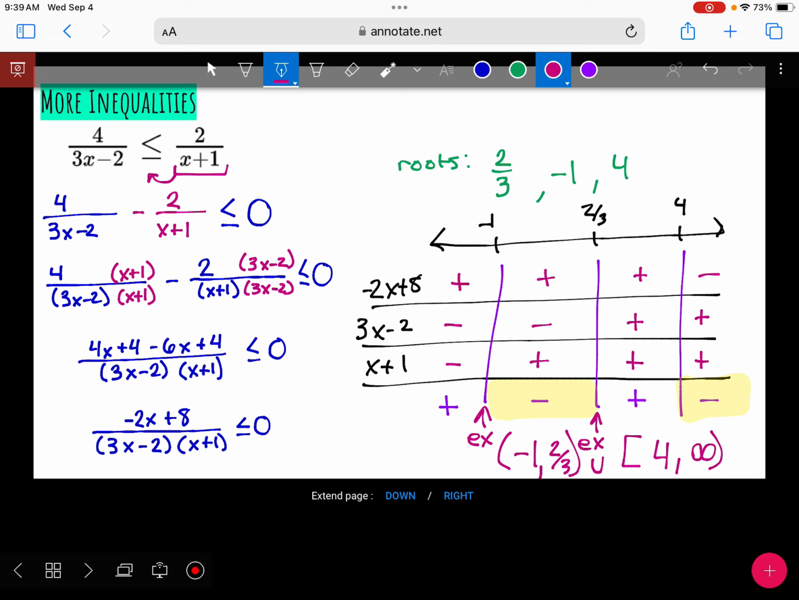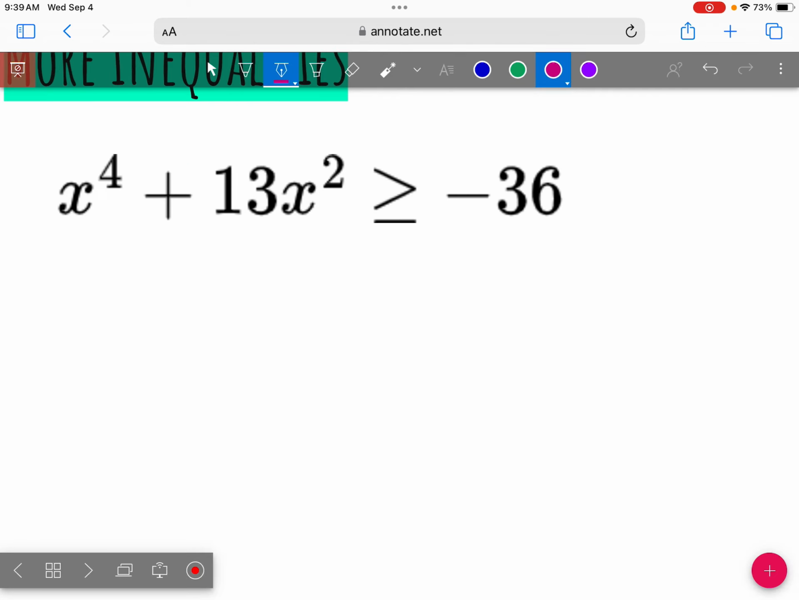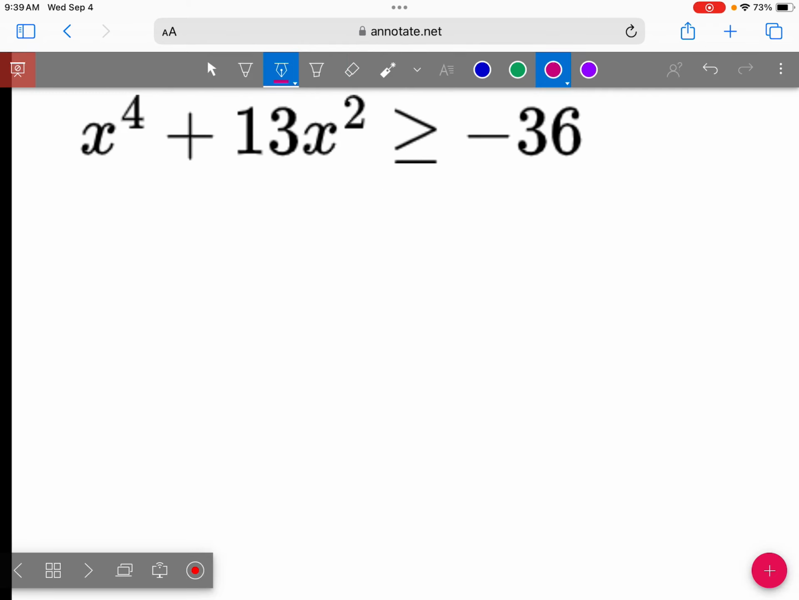One last one. Just this one. Last one. What's this?